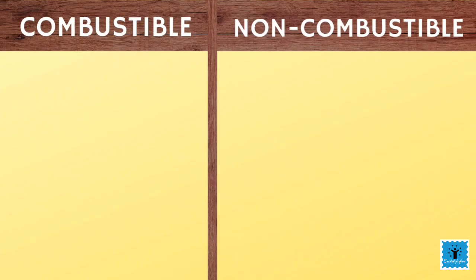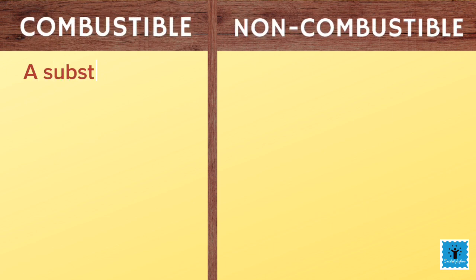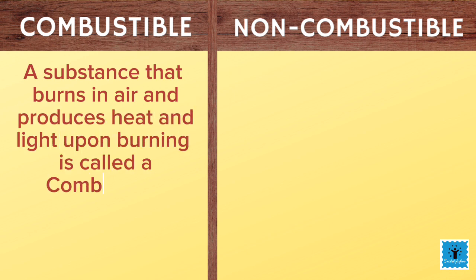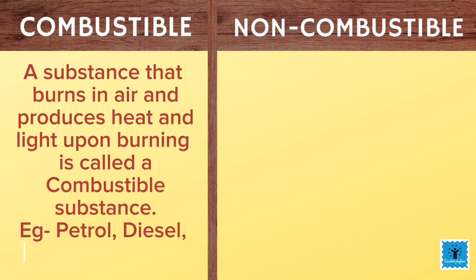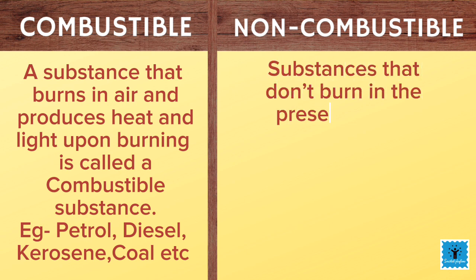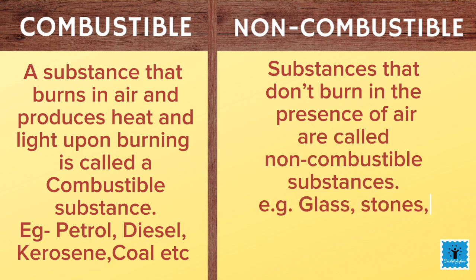So we can divide all the materials into two categories: combustible substances and non-combustible substances. Combustible substances burn in air and produce heat and light. For example, diesel, coal, petrol, kerosene are combustible substances. Whereas non-combustible substances are those which cannot be burnt in the presence of air. For example, glass, stone, cement, concrete.